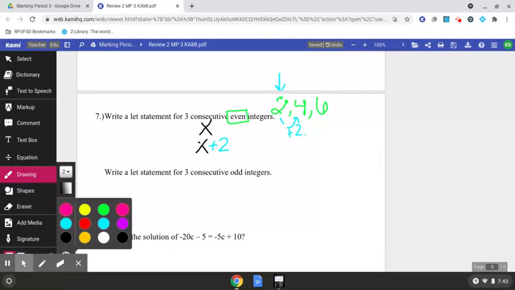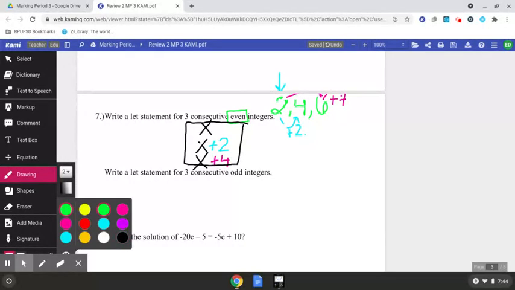If I keep going, to get from 2 to 6, I'm technically adding 4. So I'm taking x and I'm adding 4 to it. Altogether, these represent 3 consecutive even numbers. Okay, and the same thing would kind of go for odd.